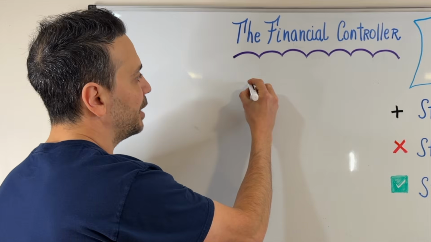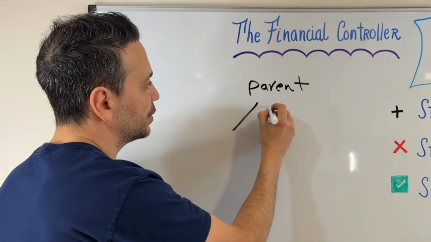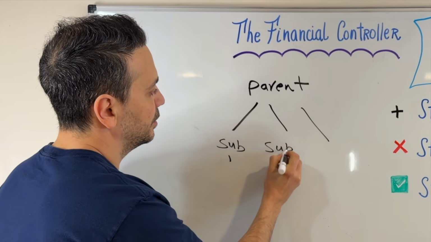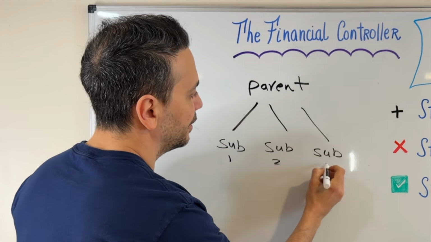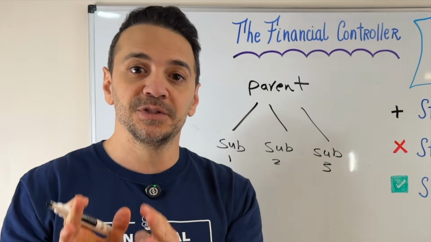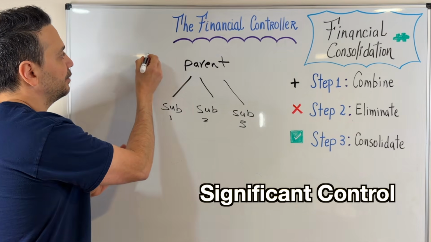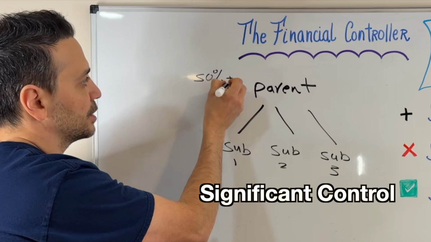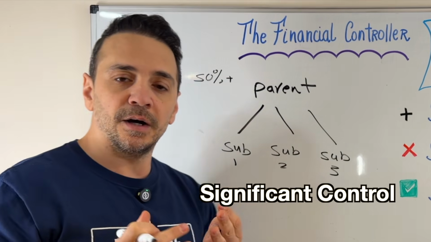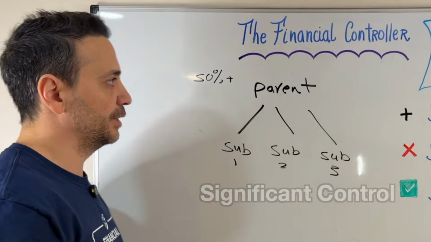So imagine you have a parent, and the parent has interest in 3 subsidiaries, sub 1, sub 2, and subsidiary number 3. Now, the consolidation process comes into play when we have significant control. Significant control exists typically when we have more than 50% ownership. So the parent owns more than 50% of each of these subsidiaries. For our case here, we're going to assume that we have significant control, ownership more than 50%.